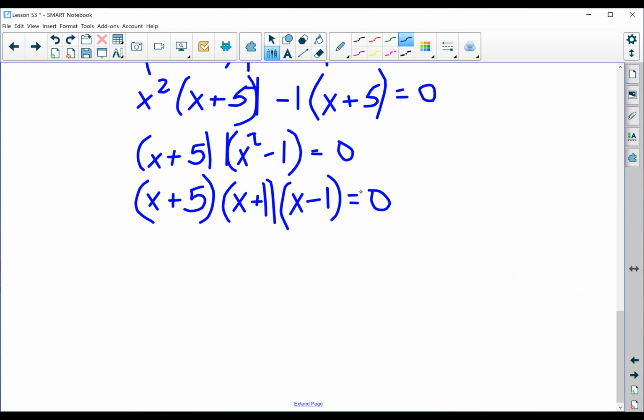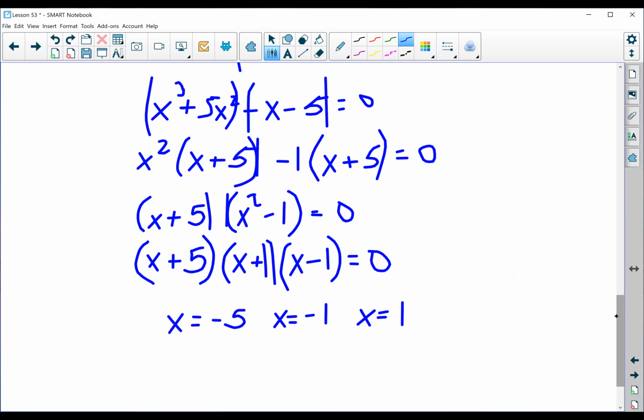So for my intercepts, I set each of those equal to 0. But I think in this case, it's pretty easy to see. We would get x equals negative 5, x equals negative 1, and x equals positive 1. So on my graph, I'm going to cross the x-axis at negative 5, negative 1, and 1.